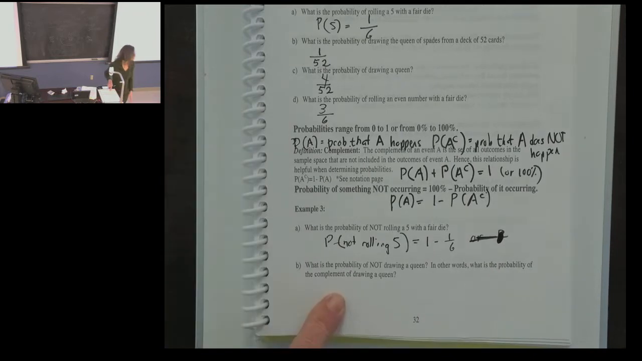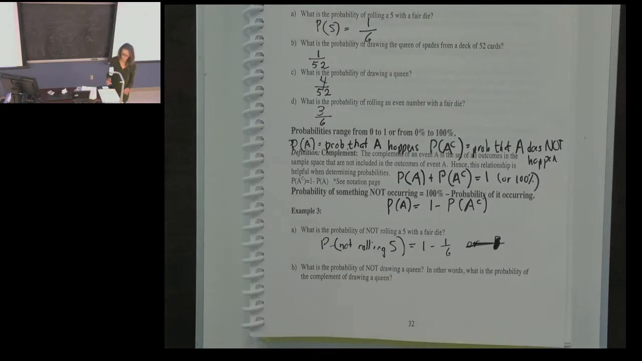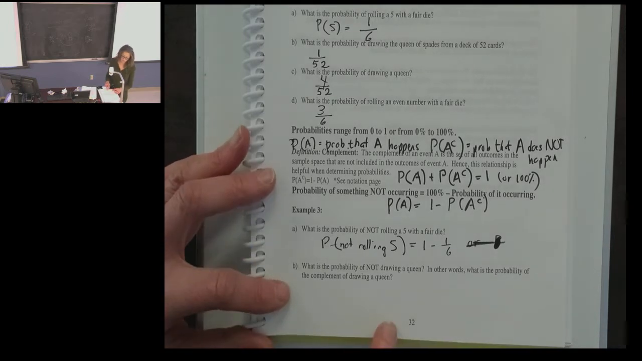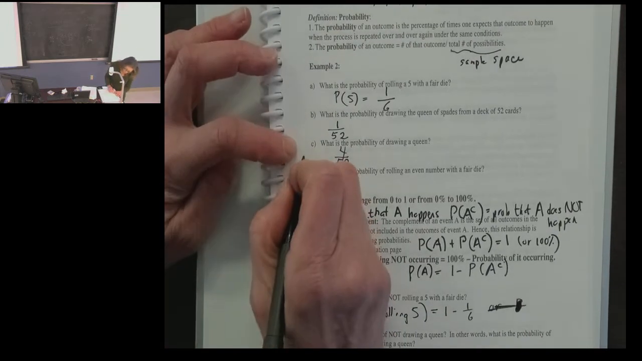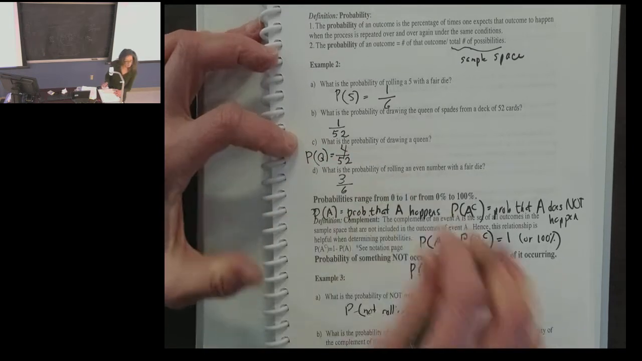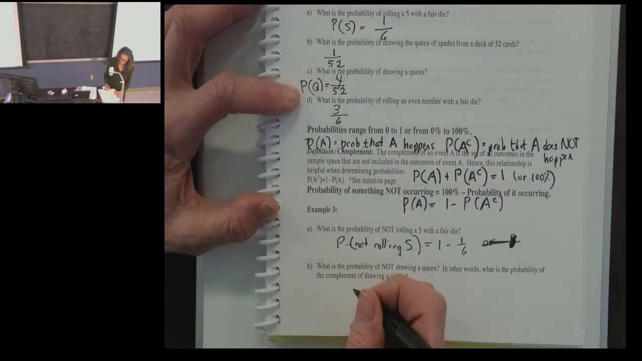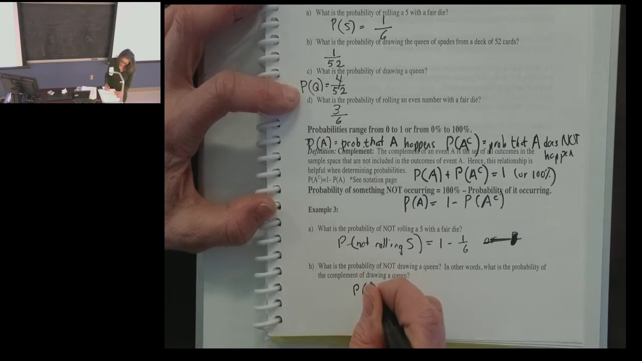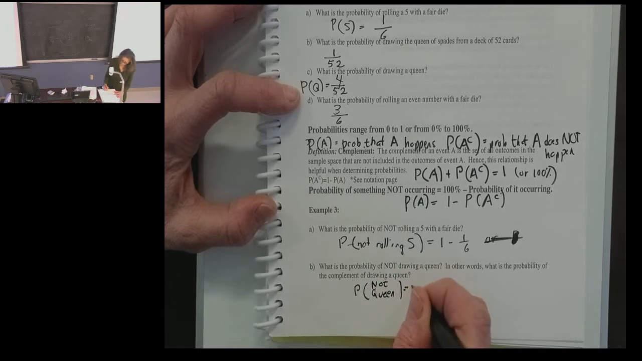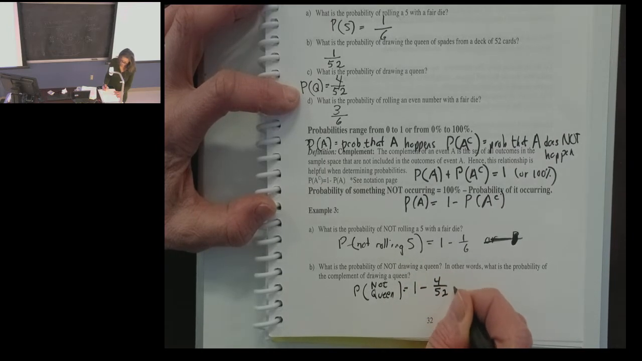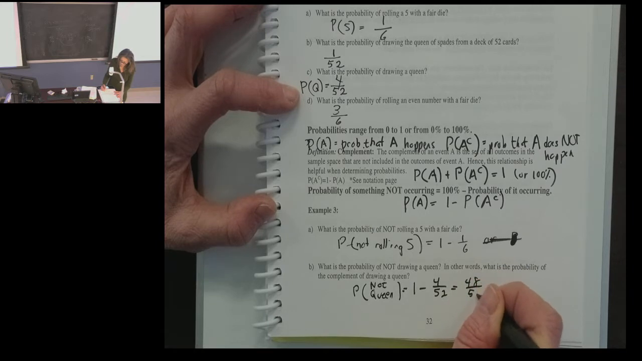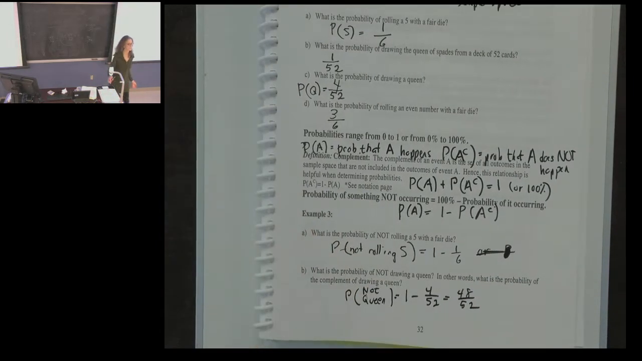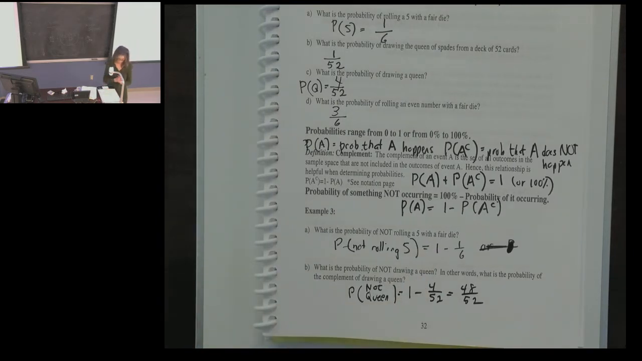I don't need to tell you that. So the probability of not drawing a queen, okay, the probability of a queen is 4 out of 52. So you could just say 1 minus 4 out of 52. In these cases, obviously, it's very easy to figure out the probability of not a queen directly and the probability of not rolling a 5.